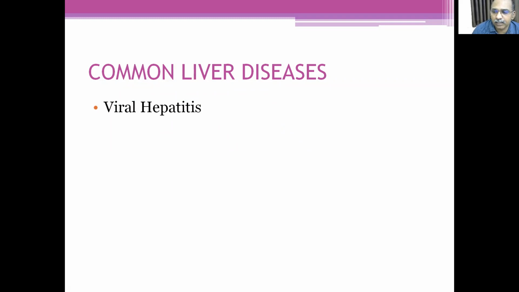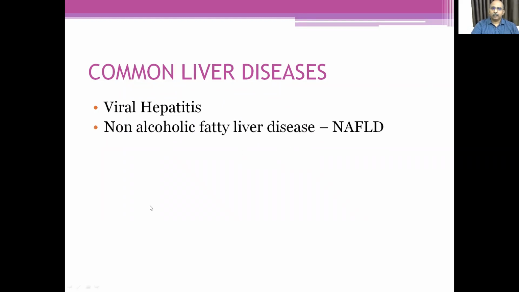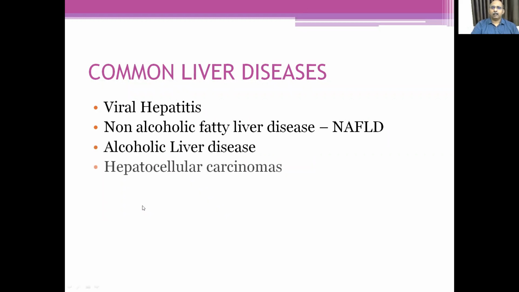In the first year we might have read about the copper storing disease. What is that? Copper storage disorder. Iron storage disorder. Okay, Wilson's disease, hemochromatosis. All those things are liver diseases. But the common diseases, as you said, are very correct. Viral hepatitis is the most common disease, followed by non-alcoholic fatty liver disease, followed by alcoholic liver disease, and hepatocellular carcinoma. These four are the most common liver diseases.